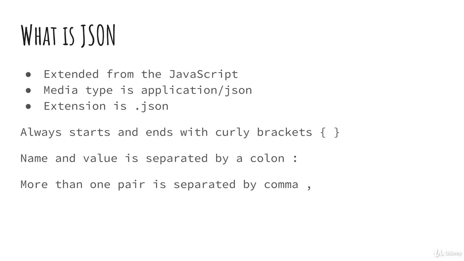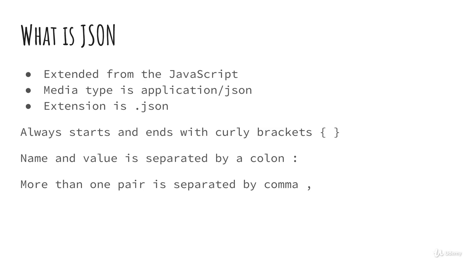We just saw how JSON can be brought into JavaScript. And although it's very similar, it's been extended from JavaScript, so it's not entirely the same. And there are some differences. When you're saving a JSON file, you're saving it as .json, whereas JavaScript is .js.